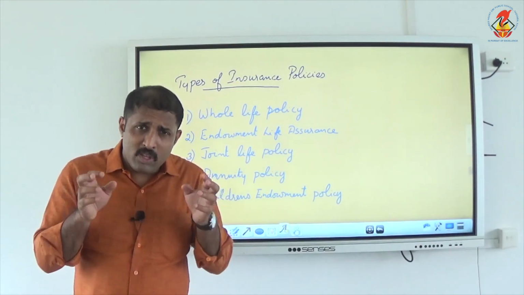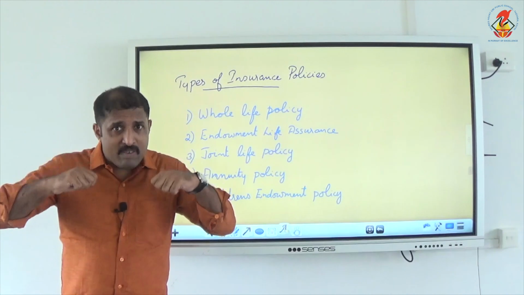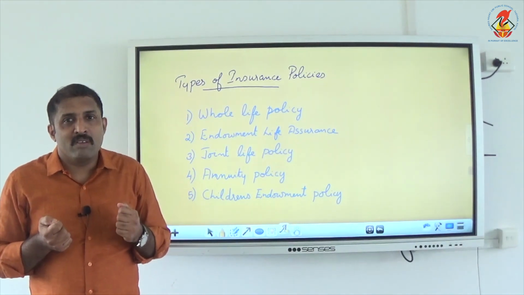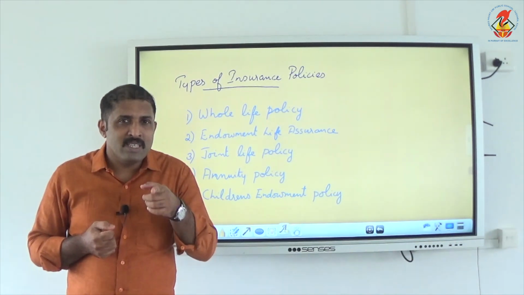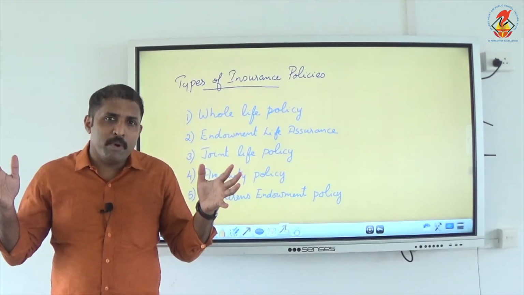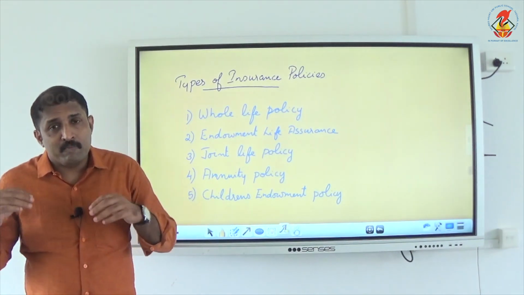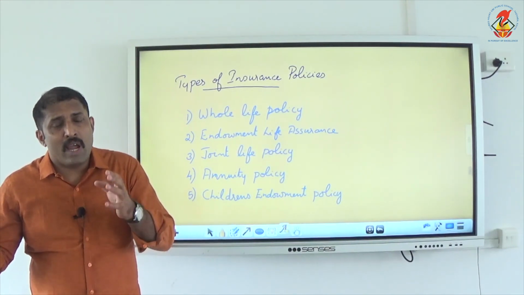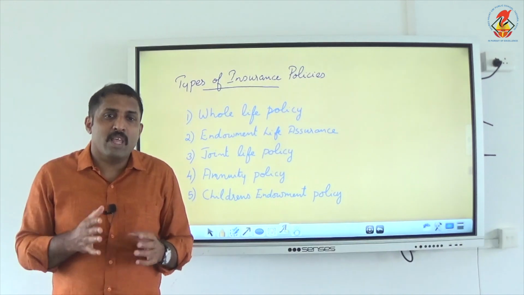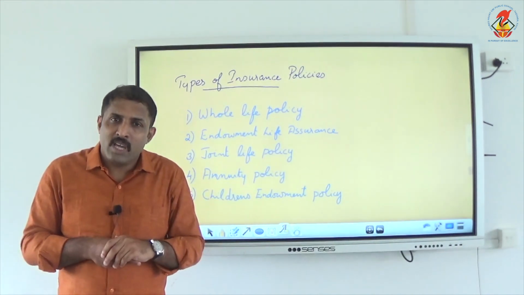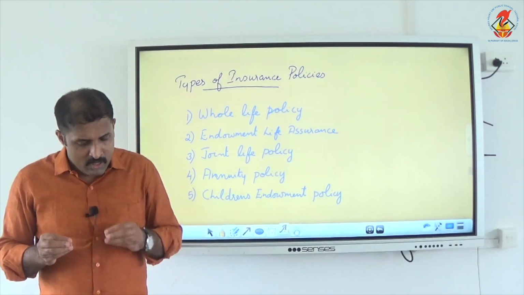Any of the surviving ones will receive the payment. So, that is what is called joint life policy. More than one person takes a policy together, and it is payable on the death of any one of the persons to the survivors. If that person dies, the survivor will get the amount. So, that is what is called joint life policy, more than one person taking the insurance policy.